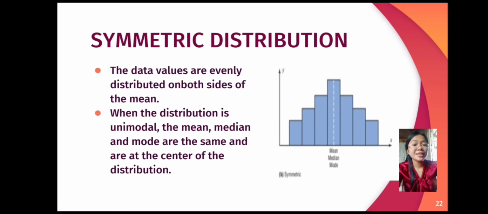In a symmetric distribution, the data values are evenly distributed on both sides of the mean. In addition, when the distribution is unimodal, the mean, median, and mode are the same and are at the center of the distribution. Examples of symmetric distributions are the IQ scores and heights of adult males.